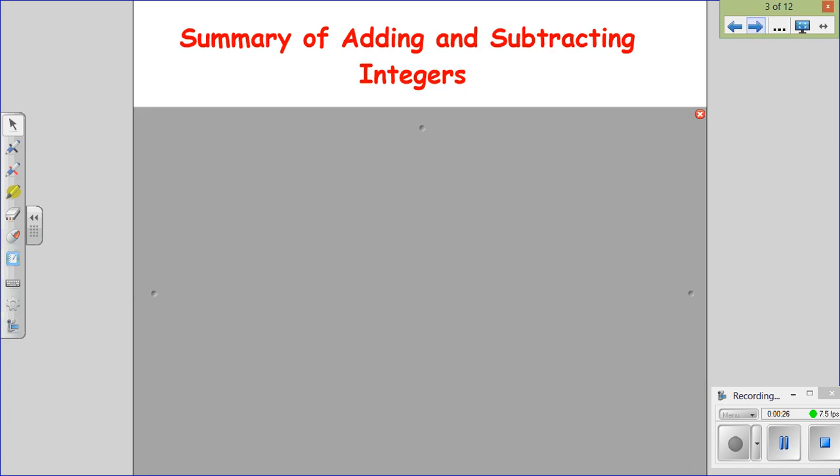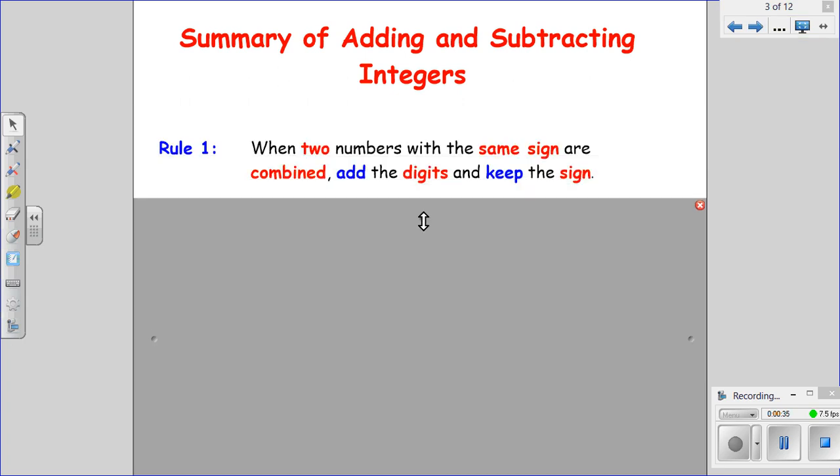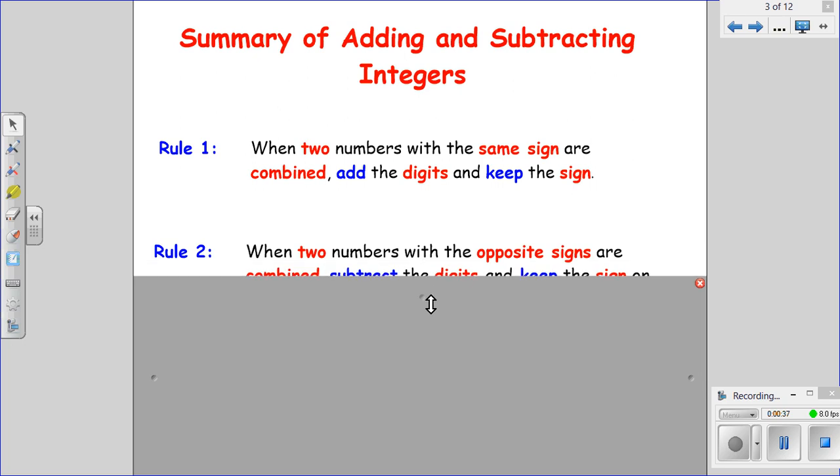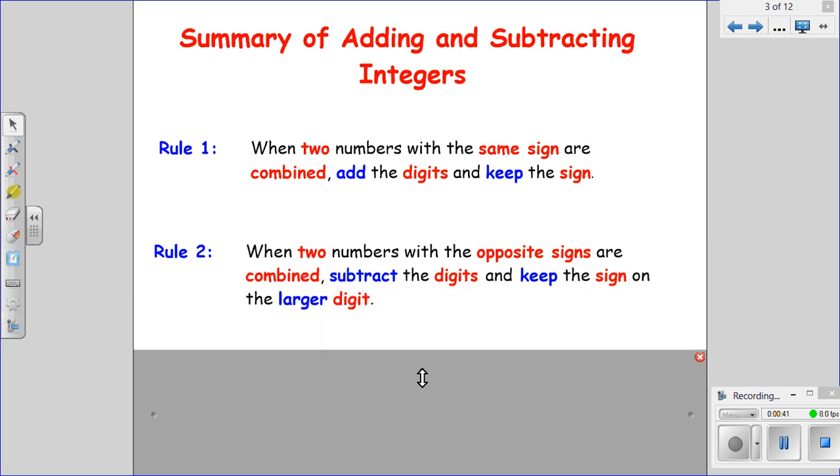When we add and subtract, if the integers have the same sign, we keep the sign and add the digits. If they have opposite signs, we subtract the digits and keep the sign on the larger digit.